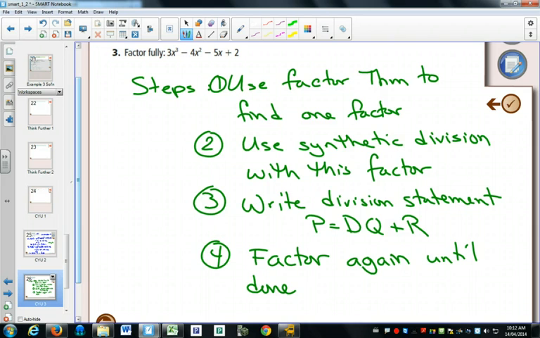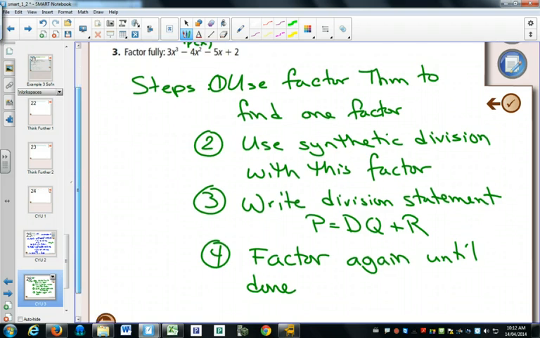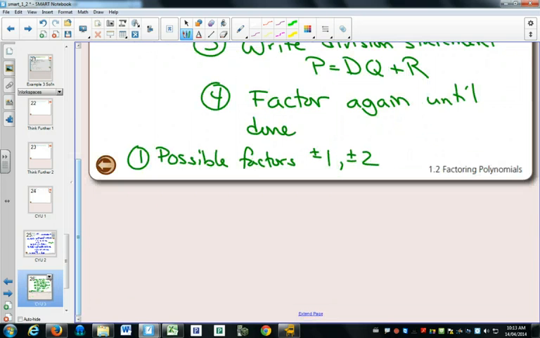So for this one, we're looking at our constant term. Our constant term is a 2. The factor theorem and the factor property says that if there is something that factors nicely, it would have to be a +1 or a -1, or a +2 or a -2. So I'm going to call this P of x, just so that we don't have to write it out over and over again. So step 1, we're looking at our possible factors. ±1 or ±2. There's not that many to try.